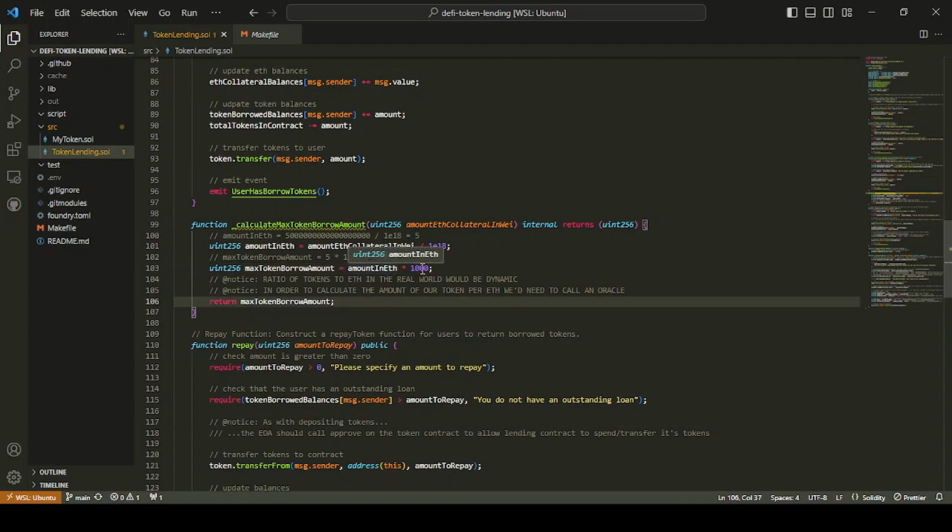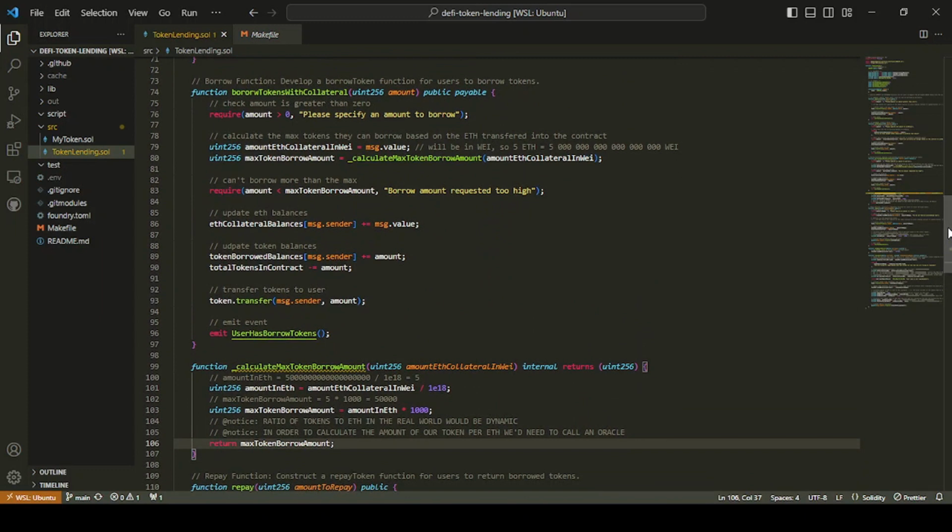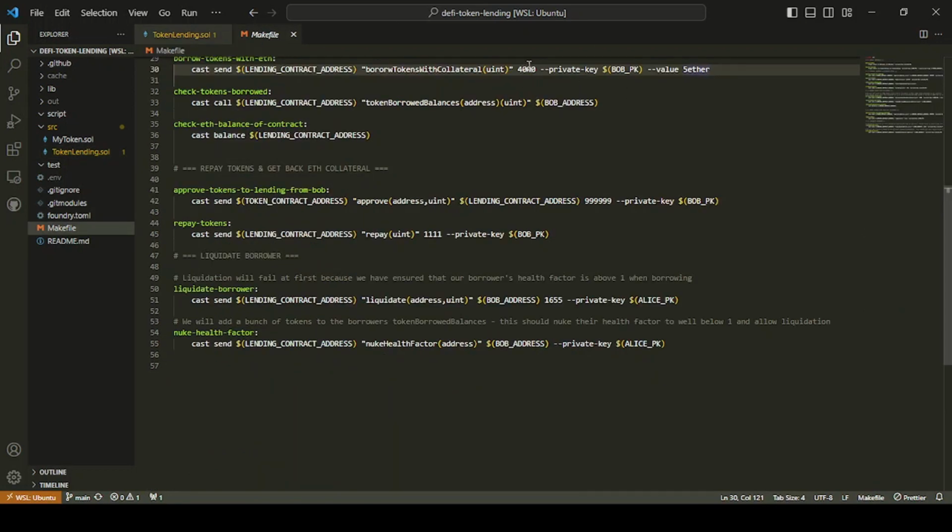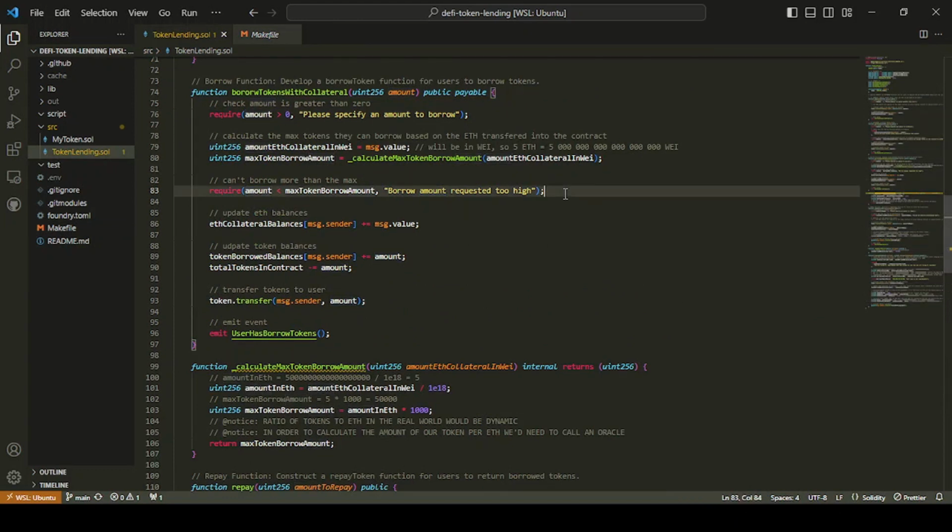So again, 5 multiplied by 1,000. Somebody's deposited 5 ETH as collateral, again 5E18. They can borrow 5,000 tokens, and then we return that back to our borrow tokens with collateral function, and this is going to be 5,000. So the amount needs to be less than 5,000. We could actually borrow 4,999 there. And in the makefile, I think I have it set to 4,000. We're going to borrow 4,000 with 5 ether, so it's a well healthy ratio.